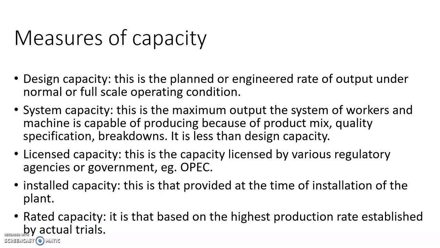License capacity. License capacity is a capacity licensed by the various regulatory agencies or government authorities. This is the limitation on the output exercised by the government. For instance, OPEC that regulates the quantities of barrels of crude oil each country can produce. Rated capacity, it is the one based on the highest production rate established by actual trials.